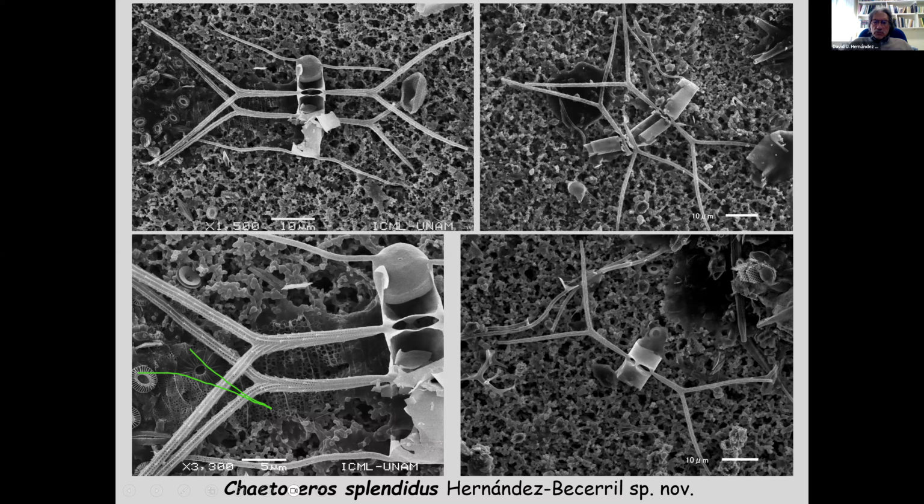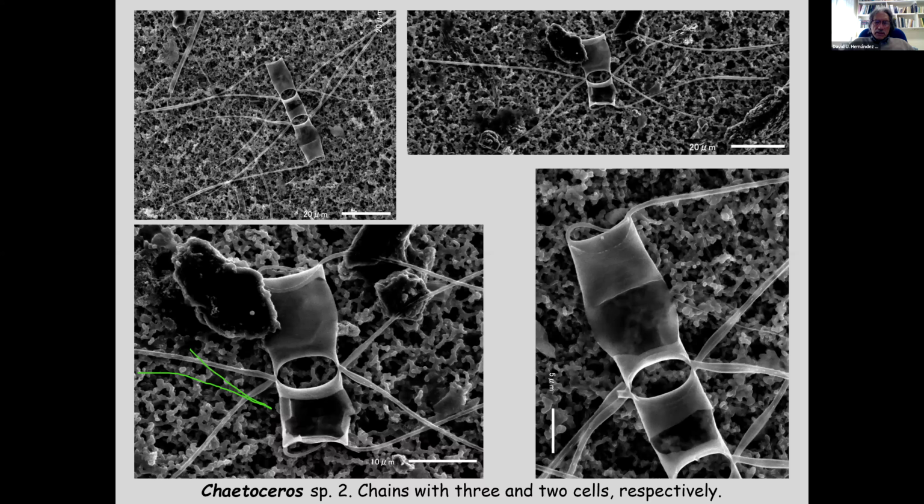Another species which is new is this Chaetoceros species number 2. The formation of the terminal setae is very characteristic. Let's say the setae are thin, but one seta is very curved, different from the other one. And these terminal setae are different from the intercalary setae as well.